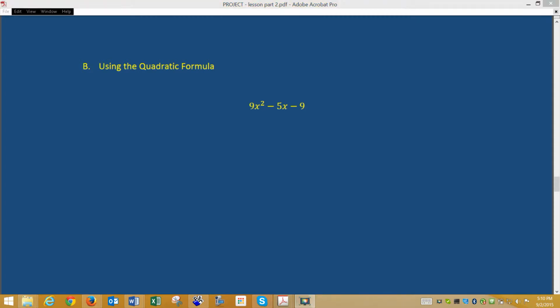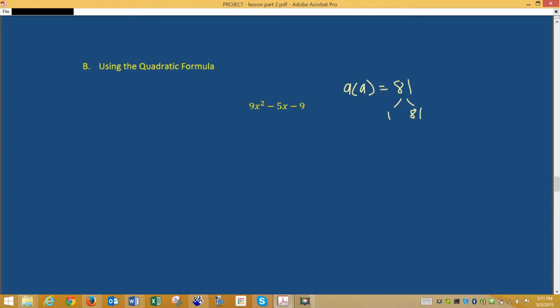Okay, aside from the two factoring methods we used, we can also use the quadratic formula to solve for x. And this is especially useful when the trinomial just doesn't factor. So for example, this one, what we would think we would do with factoring is we would multiply the 9 by 9 to get 81. We would factor the 81 into 1 and 81.